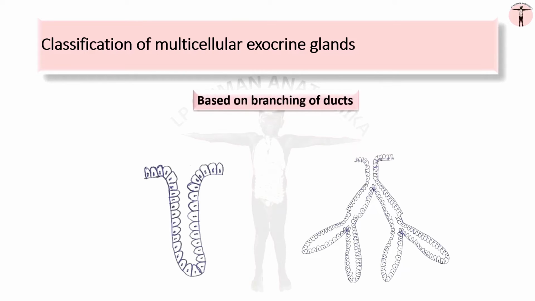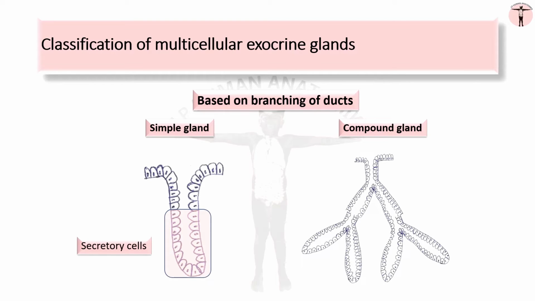Based on the branching of ducts, the multicellular glands are classified into simple and compound glands. When all the secretory cells of an exocrine gland discharge the secretion into one common duct, the gland is said to be simple gland. These type of glands are present in gastric glands and sweat glands.